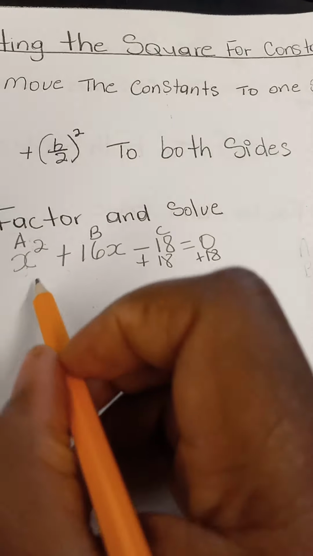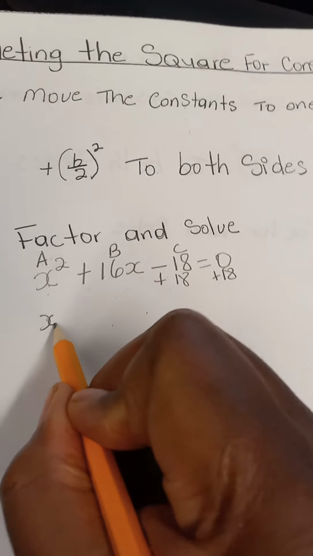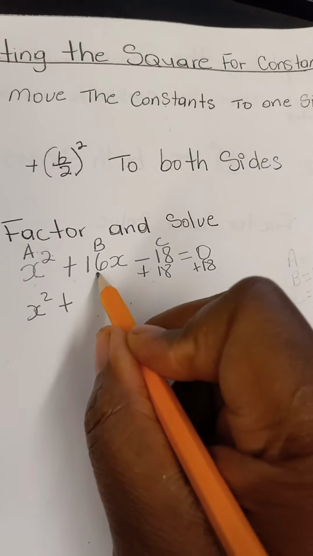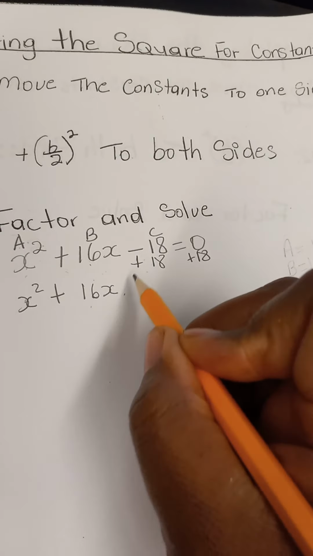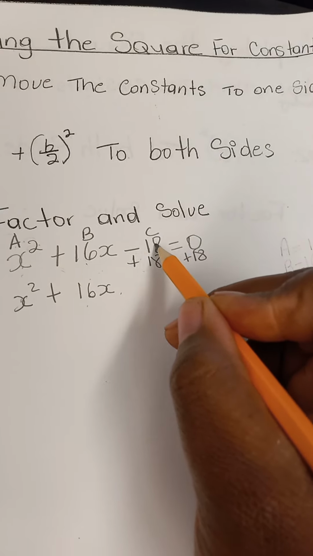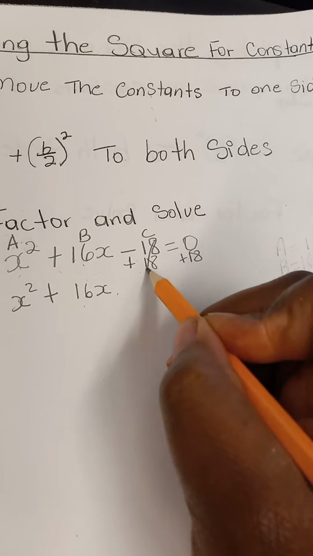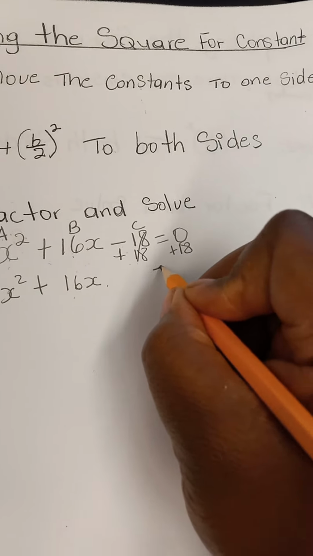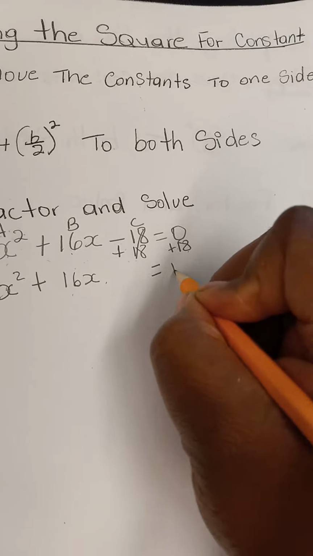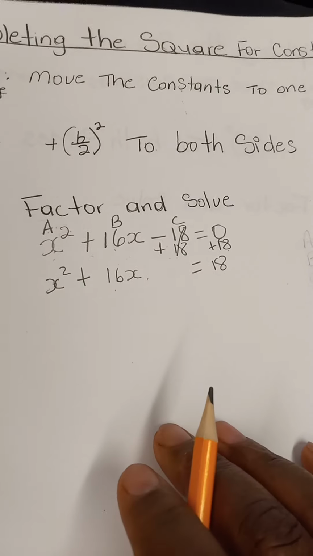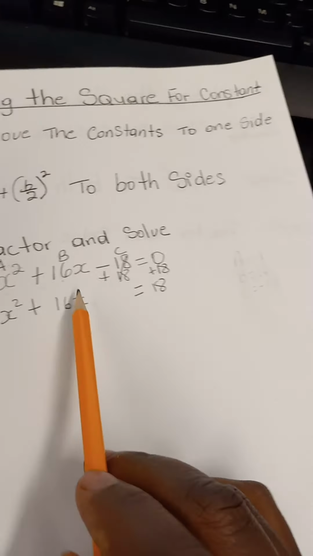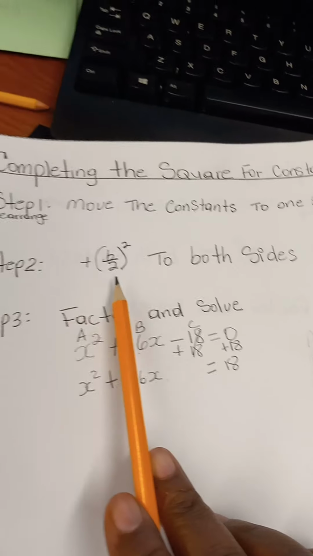So now I could rewrite. Now I have my x squared plus my 16x, and then I have minus 18 and plus 18. Those are going to cancel out. So I'm just going to have my equal sign and my plus 18. Now it asks, we're going to find the constant. So now we're at step 2.